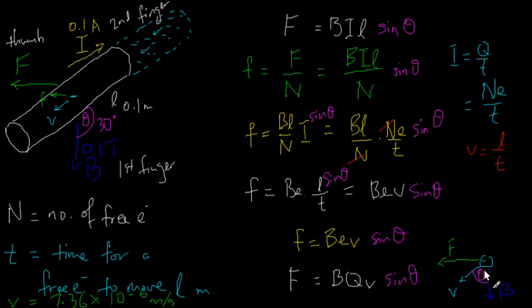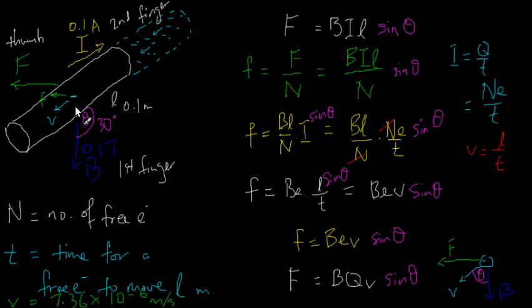If you compare this with this, or this with this, we've already seen that the electron moves in a direction that is opposite to the conventional current. So obviously, Fleming's left hand law is not going to work on the electron, because the velocity is opposite. So what do we do? Do we maybe change hand? Maybe use our right hand instead of our left hand?